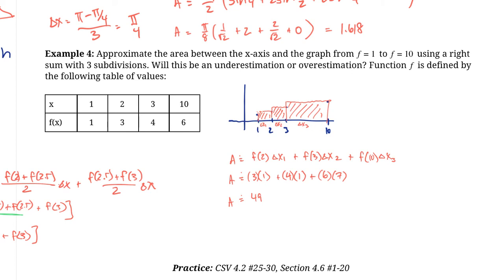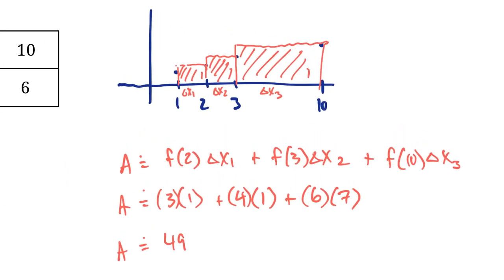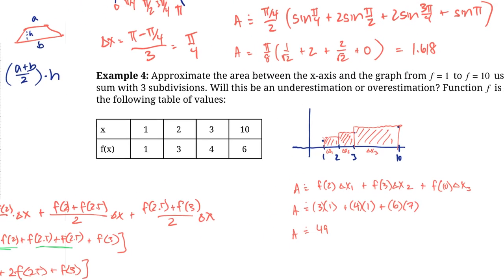But that's okay. We can still use delta x's that are not equal to approximate an area. And in order to do that, I labeled delta x1, delta x2, and delta x3. Delta x1 and delta x2 were both 1 unit wide, but delta x3 was 7 units wide. So when we're finding the area, we just got to be careful about that. We can't factor out the delta x because they're all different. So anyways, when you find the area, it ends up being 49. All right, there we go.